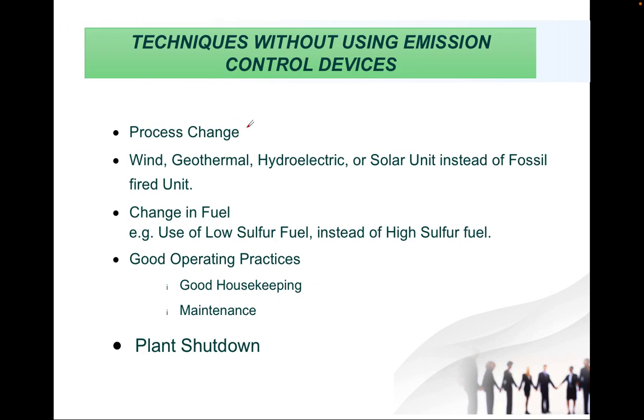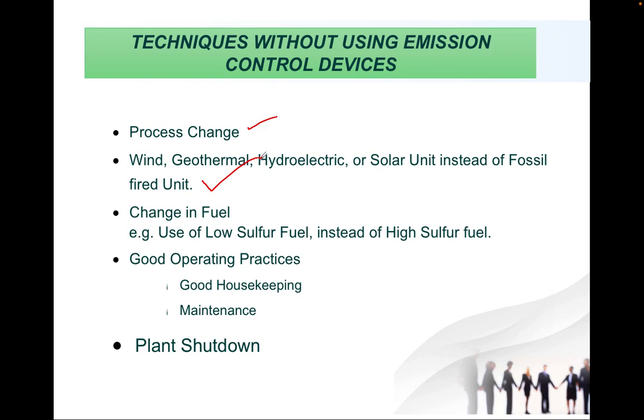So the first one is the process change. Why are the pollutants present in the flue gases? There are many reasons. One reason is incomplete or inefficient combustion of the fuels. In that case, we can change the process, the method of combustion, and we can reduce the emission. Similarly, we can use different sources of energy, like wind energy, geothermal energy, hydroelectric energy, which have nearly zero air pollutants.